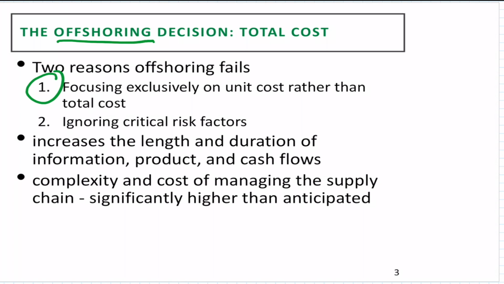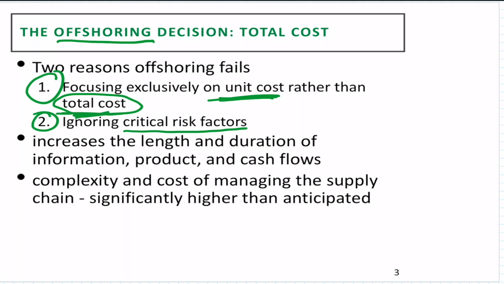Focusing exclusively on unit cost rather than total cost. There are various elements associated with the overall cost that should be taken into account rather than just focusing on the unit cost. So we will look at some examples. And the second reason quoted is ignoring critical risk factors. So we are going to look at some risk factors also.